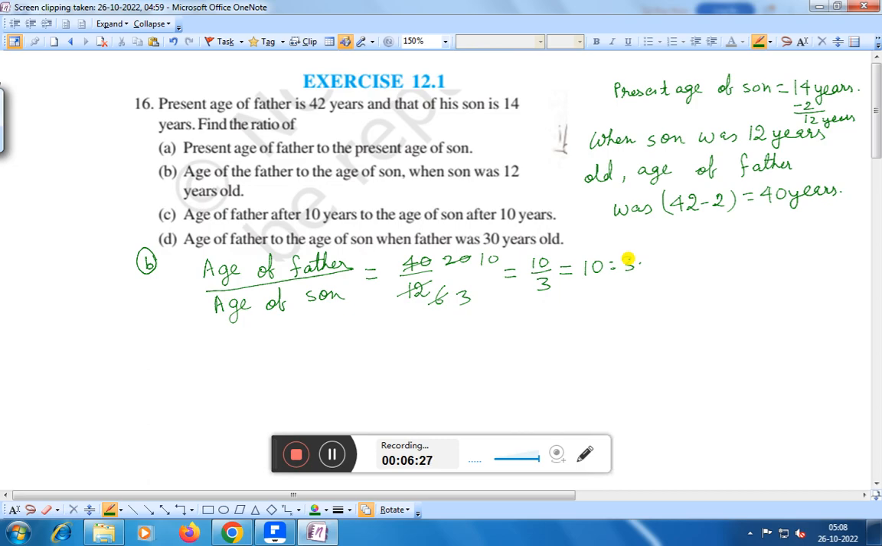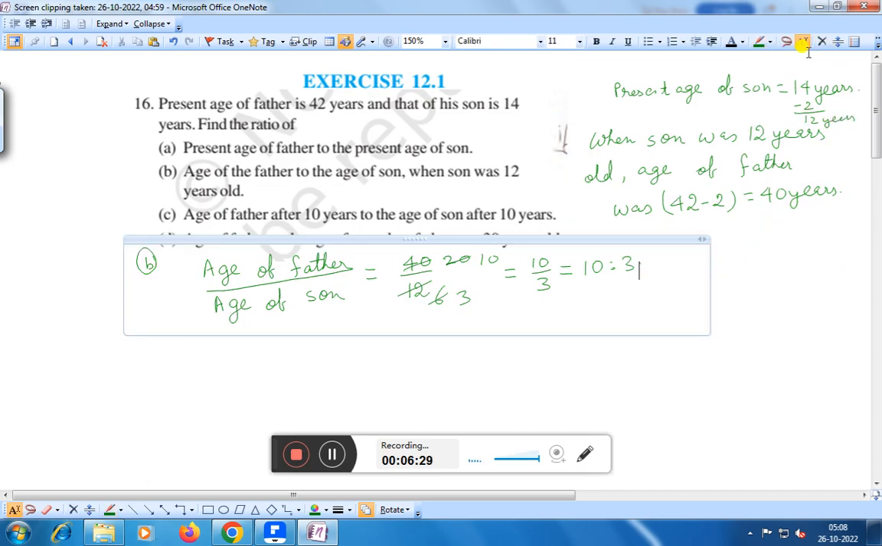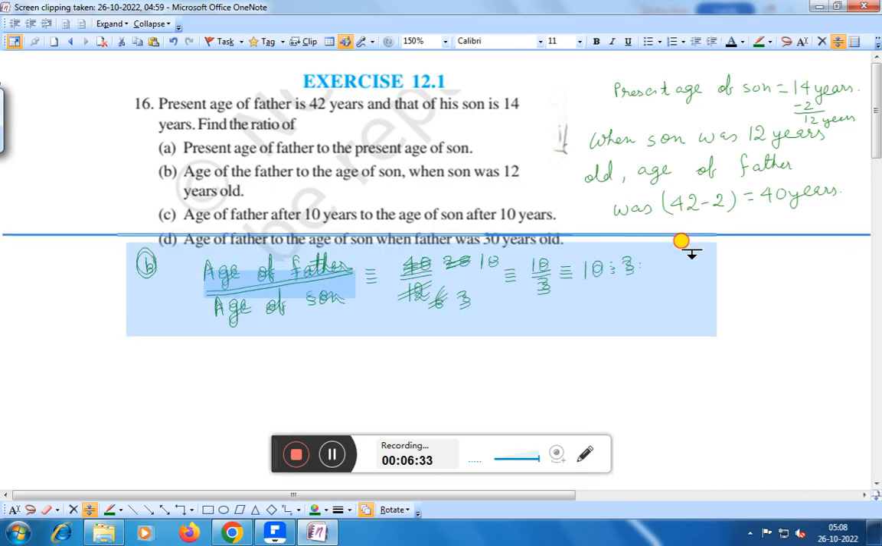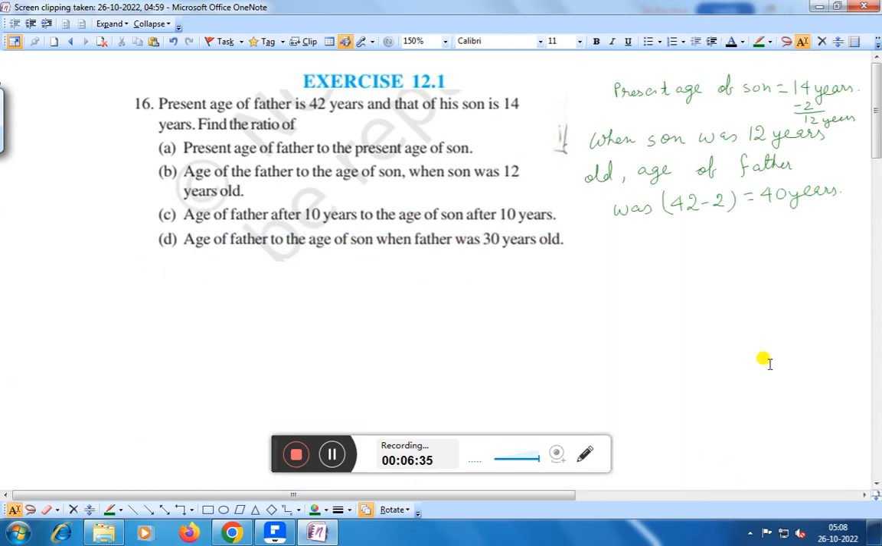Now we shall solve question number C. What is question number C? You see, question number C is age of father after 10 years to the age of son after 10 years. Right? Now question number C.